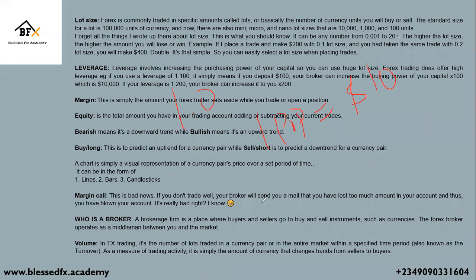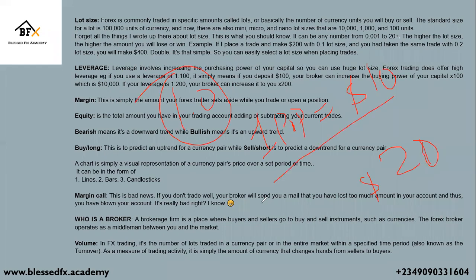So 1 pip is $10 when you use 1.0 lot size. So what will happen when you use 2.0 lot size? 1 pip will now be $20. Why? Because the lot size has doubled. As the lot size doubles, the amount you can make doubles. If it's reducing, the amount you can make is also reducing. Also understand that in case the trade is going against you, you will lose the same amount. You understand?